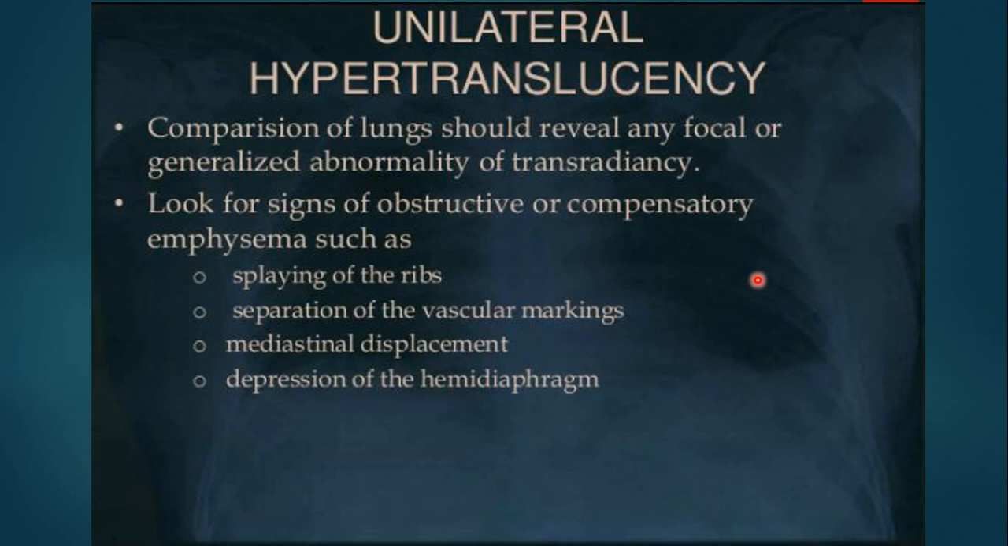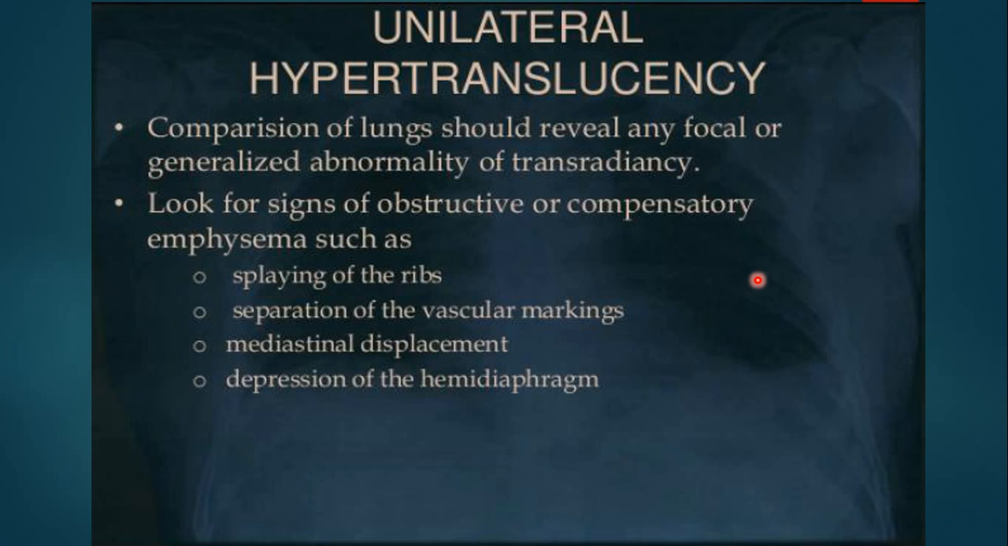Good. Now, let's talk about the opposite side. What if there is a unilateral hypertranslucency? That means one hemithorax is darker, more aerated than the other one. Opposite to opaque hemithorax, it's hypertransradiant, hyperlucent hemithorax. In order to differentiate that, we need first to make a proper comparison of both lungs, and this comparison, if you do it carefully, you will see any focal or generalized difference in the lucency of both lungs.